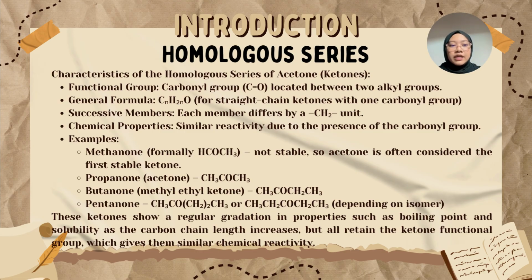Next is propanone, acetone, CH3COCH3. The next one is butanone, methyl ethyl ketone, CH3COCH2CH3. And the last one is pentanone, CH3COCH2CH2CH3 or CH3CH2COCH2CH3 depending on the isomer. These ketones show a regular gradation in properties such as boiling point and solubility as the carbon chain length increases, but all retain the ketone functional group, which gives them similar chemical reactivity.